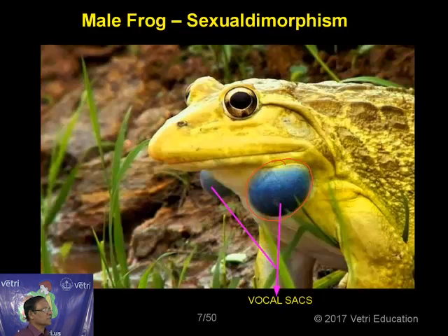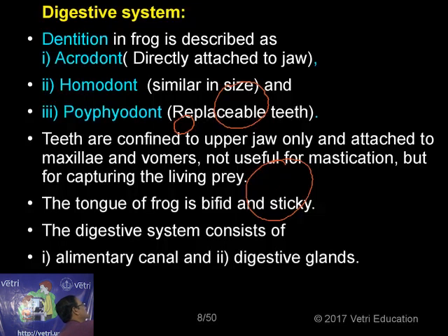Now this is a vocal sac, present on either side in the angle of the jaw, concerned with the production of the croaking sound. Now these are the external nostrils. And we have a pair of bulged eyes, projecting beyond the level of the surface of the body, upper lip, lower lip, and a somewhat transparent nictitating membrane.